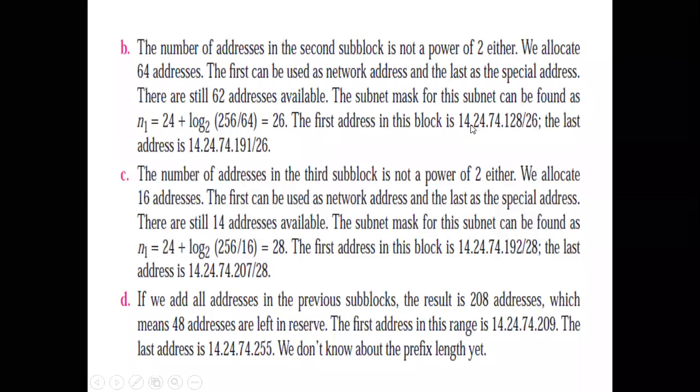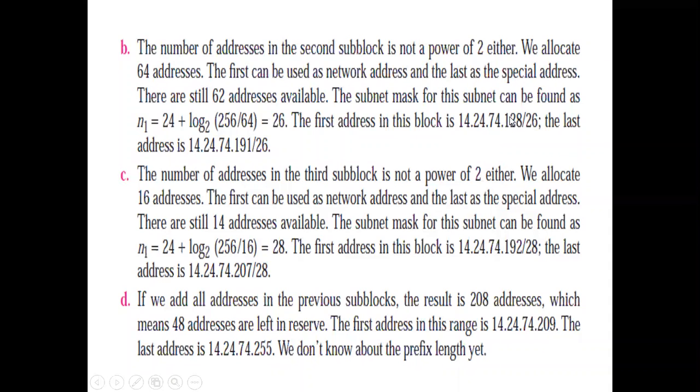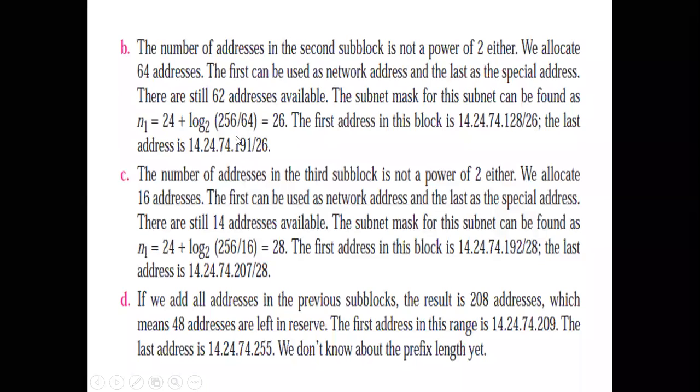Your first subnet is getting closed at 127. Now you are starting the second subnet from 74.128, and you are supposed to add 64 machines. So if you start from 128 plus 64, it will be 192, but you are starting from 128, so therefore you will get the answer 74.191. This will be the final IP address of your second subnet.